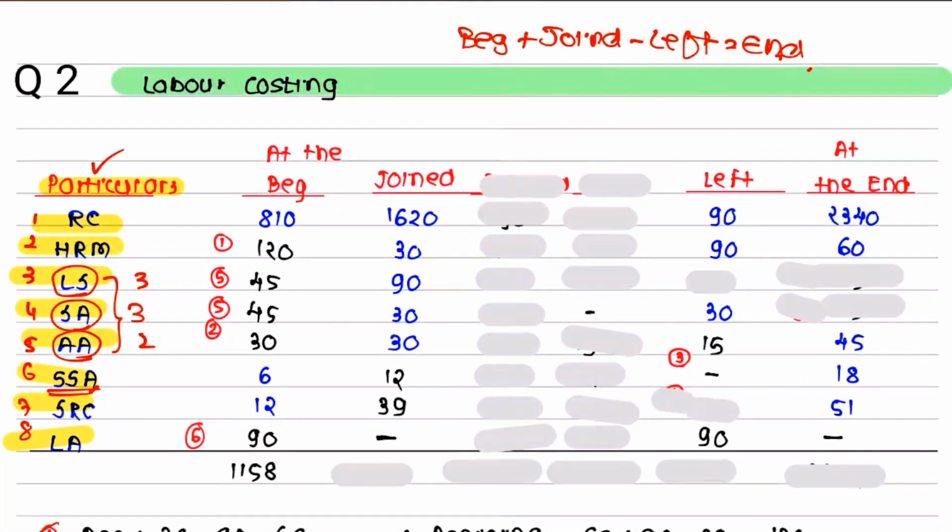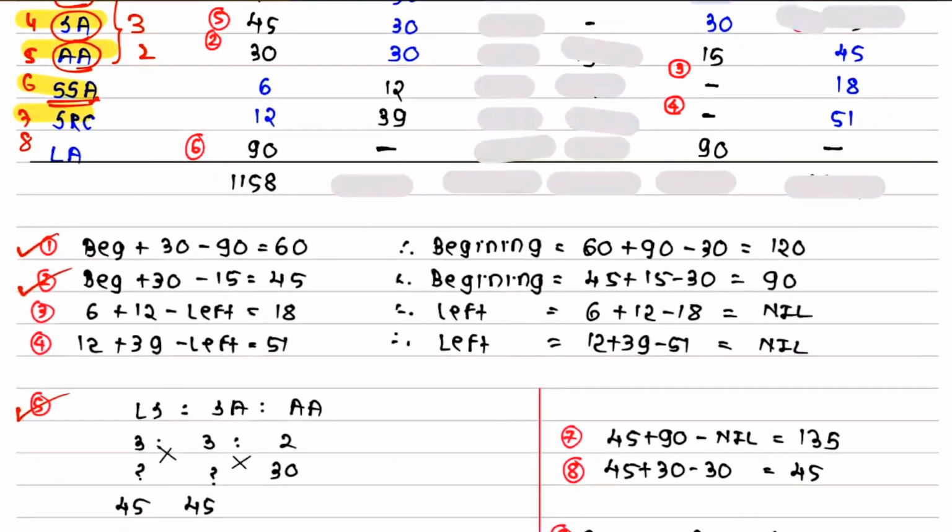Okay, is there anyone who has three data points available? 1, 2, 3. Okay, SRC, right. So can you get me the value of SRC? 12, 39, 51 minus left. So left goes there, so 31. 0. This is also 0. So that is your ranking number 3 and 4.